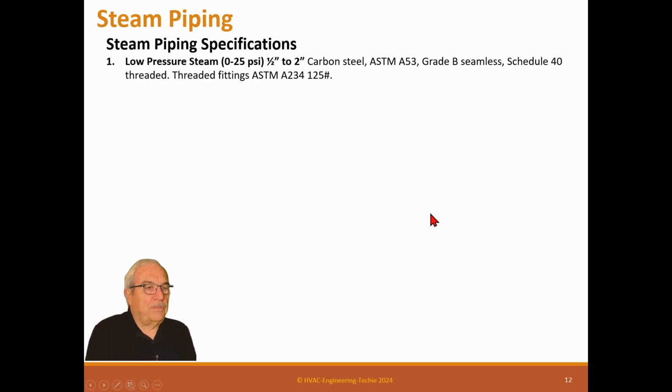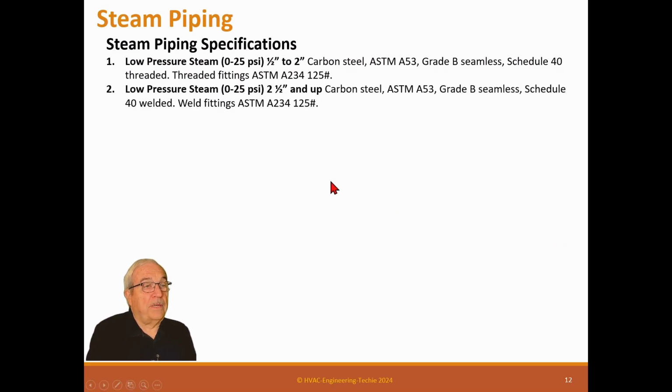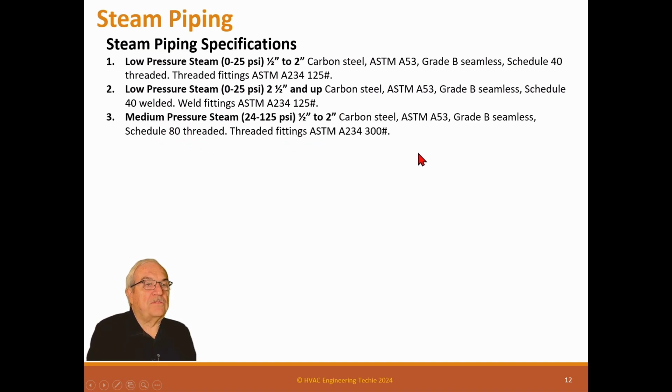Here's a boring subject, but the steam piping specifications. Low pressure steam, 0 to 25 psi, is normally 1/2 inch to 2 inch carbon steel, ASTM A53 grade B seamless, schedule 40 threaded. Threaded fittings are ASTM A234 125 pound. Low pressure steam, 2.5 inch and up for carbon steel, actually the same as the other one, exactly the same. Medium pressure steam, which is 25 to 125 psi. So we've separated ours into those two categories.